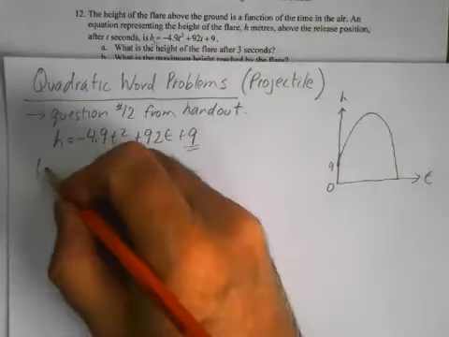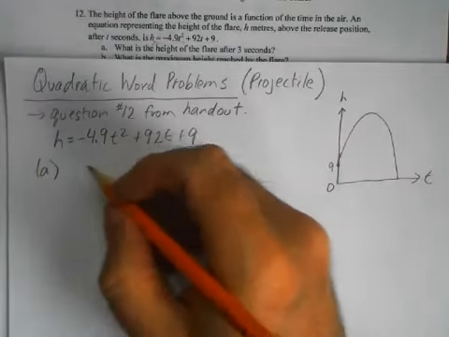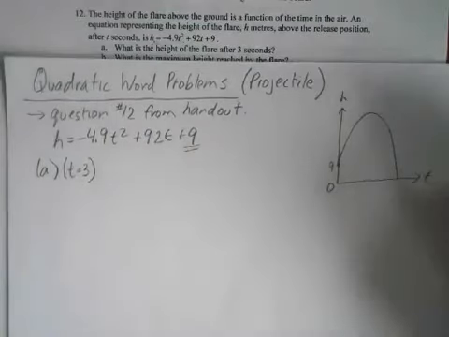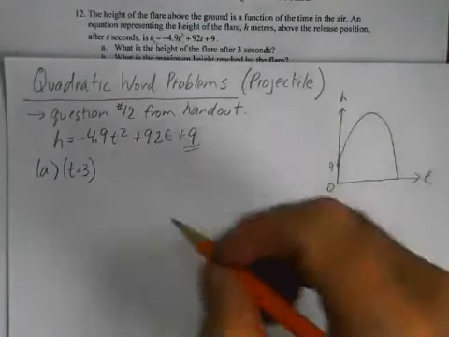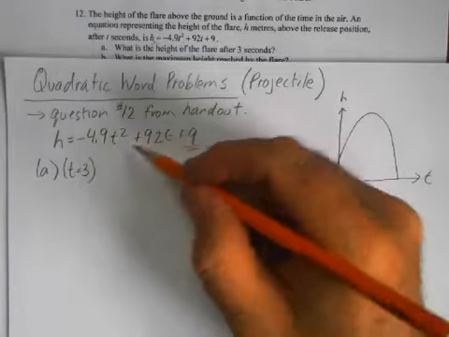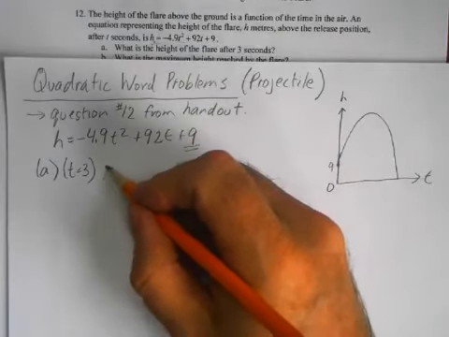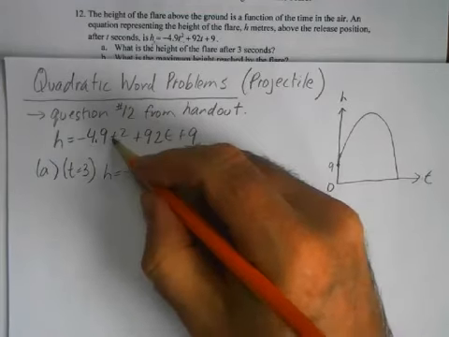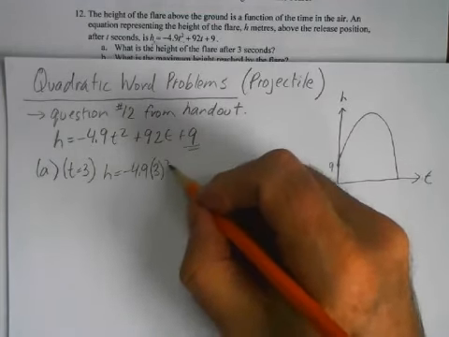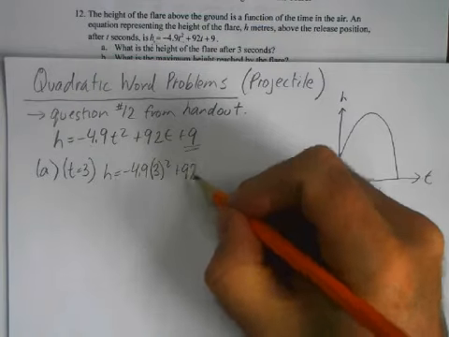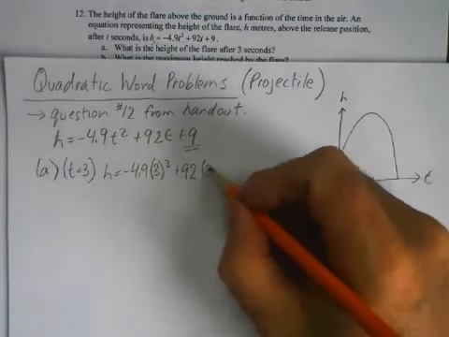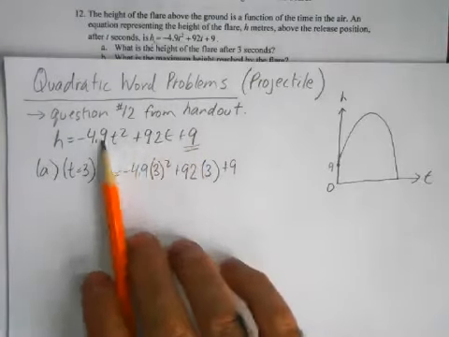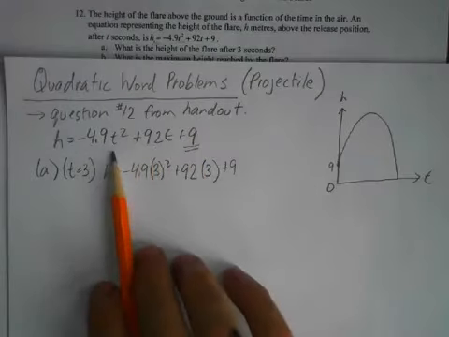So basically in this question, they want to know when t is 3, meaning 3 seconds, what is the value of h? So this is just plugging the value into the equation. In this case, h is equal to negative 4.9, replace the t with 3, so 3 squared, plus 92 times 3, plus 9. So we just replace t with 3 in the equation for the height.